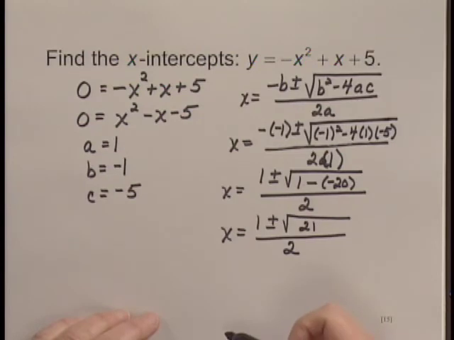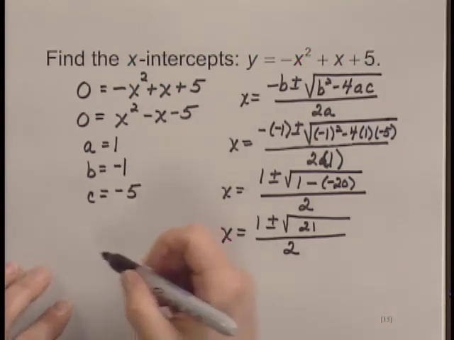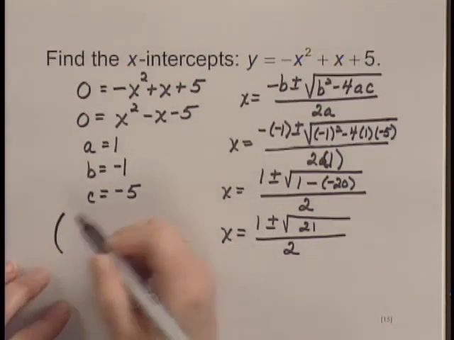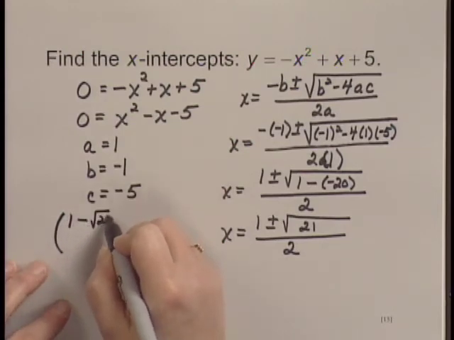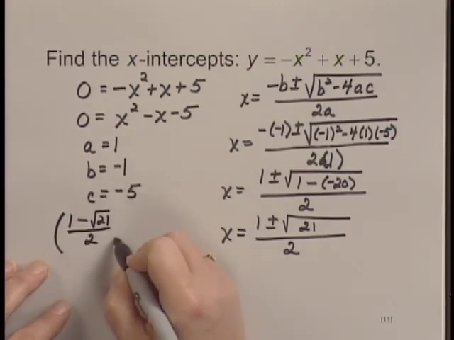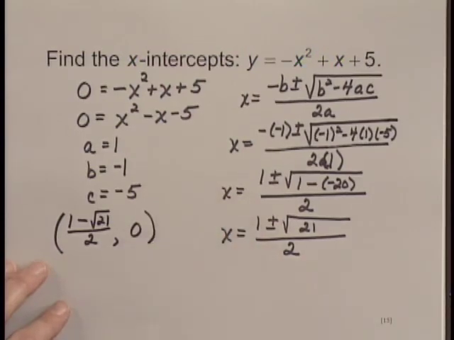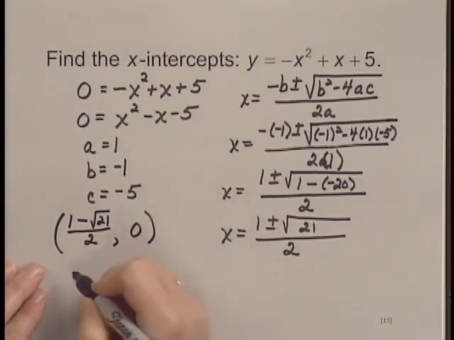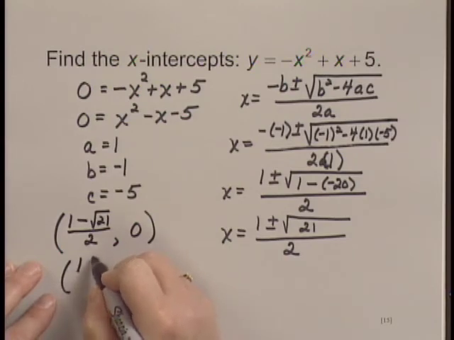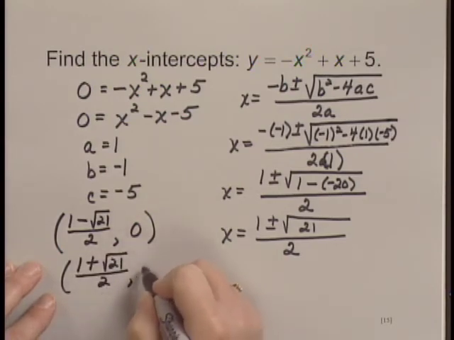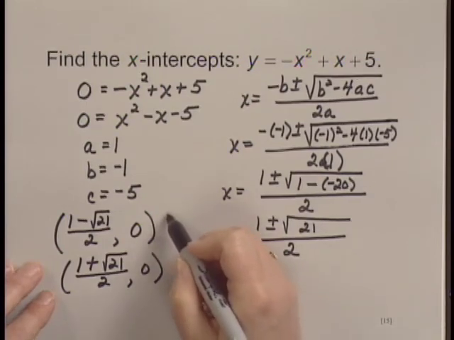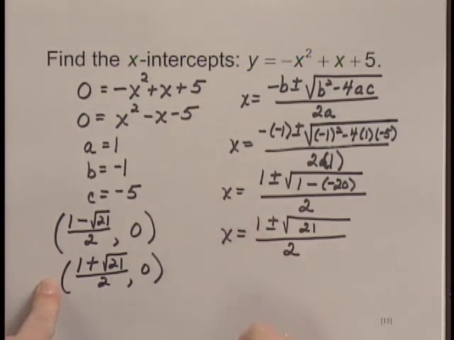The x-intercepts are written as points. So one x-intercept would be 1 minus the square root of 21 over 2, 0. That would be one x-intercept. The other one would be 1 plus the square root of 21 over 2, 0. These points are the x-intercepts.